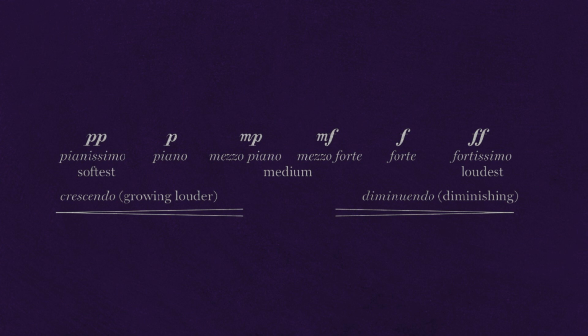In conclusion, dynamic markings are essential to interpreting and performing a piece of music. They indicate the relative loudness or softness of a piece and can be used to indicate specific changes in loudness. It's important to understand these markings and how they relate to the surrounding music in order to properly perform a piece.